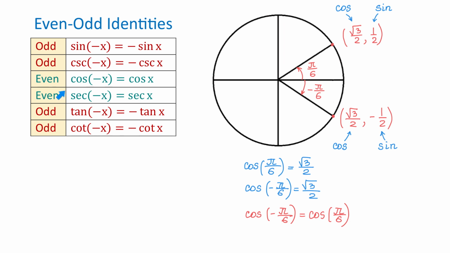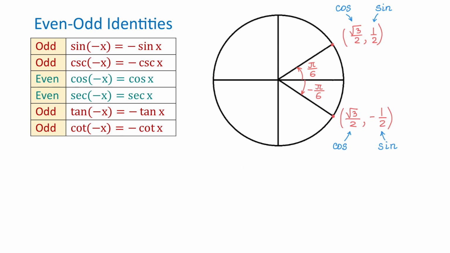The secant function is the reciprocal of cosine, and secant of pi over 6 is 2 over square root of 3, and secant of negative pi over 6 is also 2 over square root of 3. So then we can say that secant of negative x equals secant of x. Now let's talk about the tangent and the cotangent functions. By the quotient identities, tangent of x equals sine of x over cosine of x, and cotangent of x equals cosine of x over sine of x.